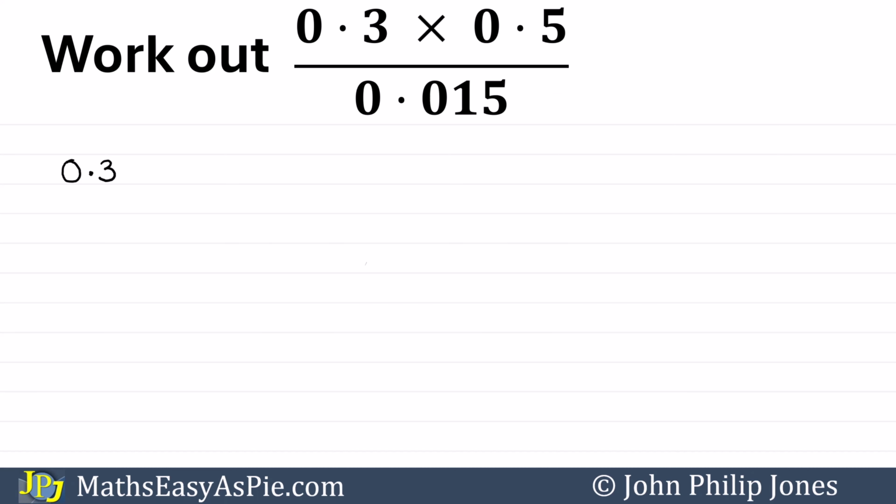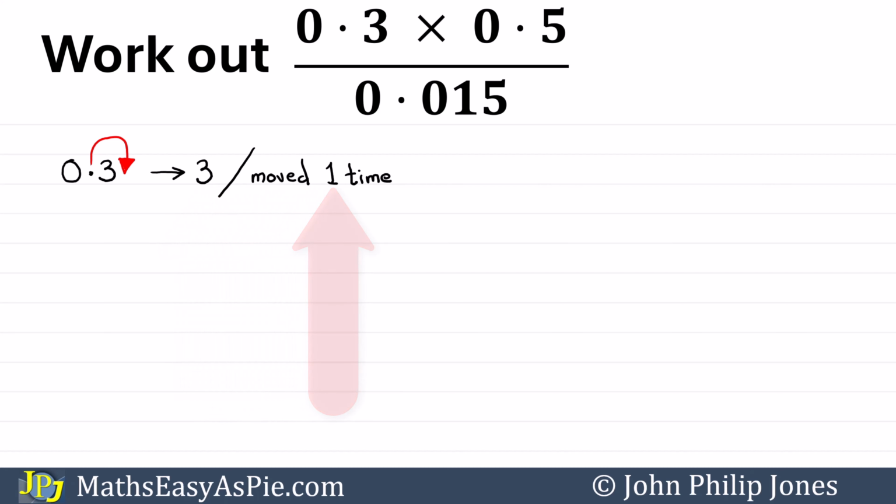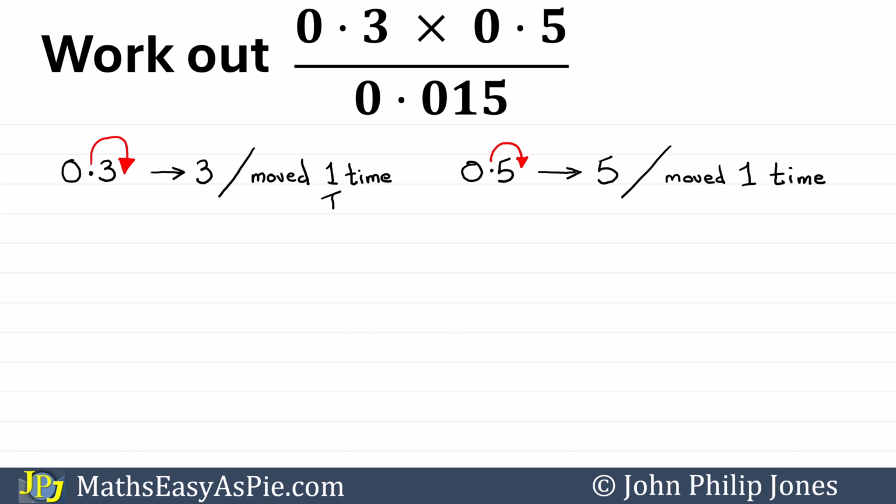Let's take the 0.3, and we can see we can move the decimal point to here to make it a whole number, and we will have moved this decimal point one time. We can now work on the 0.5, and we can move the decimal point to this position to give us the whole number of 5, and of course this would have resulted in us moving the decimal point just the once. The total number of moves are 2 times across both of the numbers.